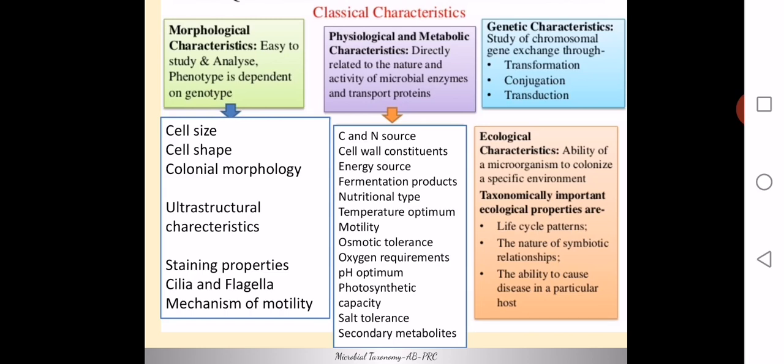Then finally, ecological characteristics: the ecological nature or the habitat of the organism, and not only the habitat, but also the life cycle patterns and the nutritional status, the way the organisms obtain nutrients. All those things matter, right? So all those are considered under ecological characteristics. All right, in the next slides we will see each of these characters in a brief way.